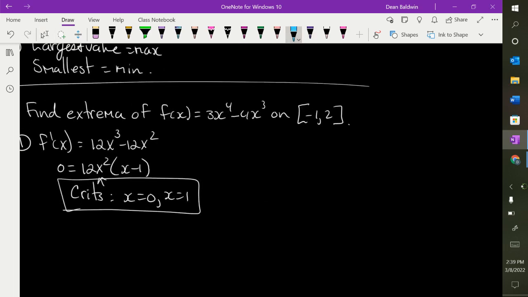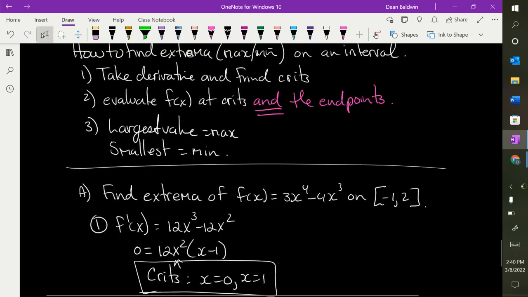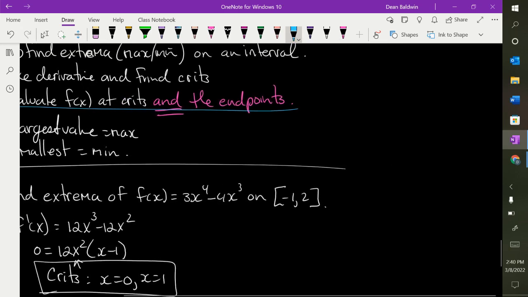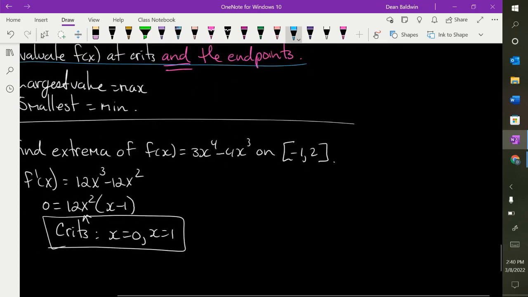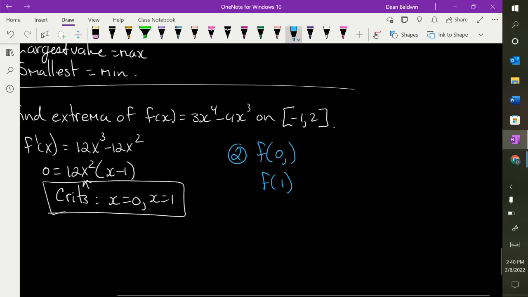Second step is evaluate it. Evaluate the critical numbers and the endpoints. So what that means is you plug it into the original. So step 2, we go f of 0, critical number, f of 1, but then you have to evaluate it at the endpoints. F of -1, f of 2. And this is the original function, not the derivative. The derivative is used to find the critical numbers.